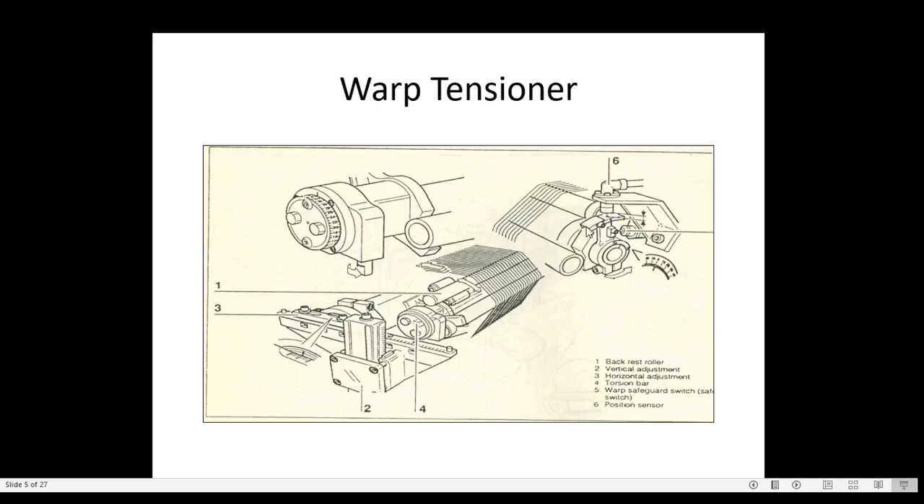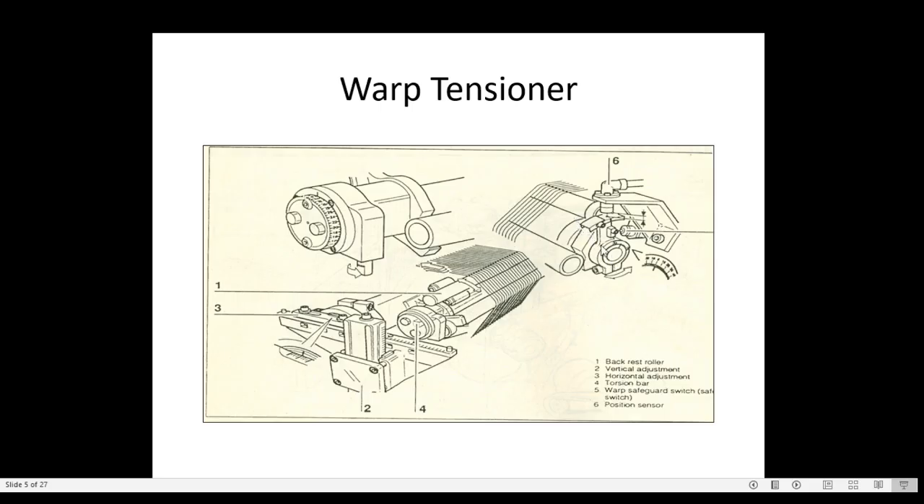Suppose the pendulum has gone forward, and the 1 centimeter distance is not there. It tightens the warp and brings the pendulum to the center again. Suppose the pendulum has gone to the left side, meaning a tight warp is there. You have to release more, because the tension has gone to 7 kilonewton, and it should be 5 kilonewton.